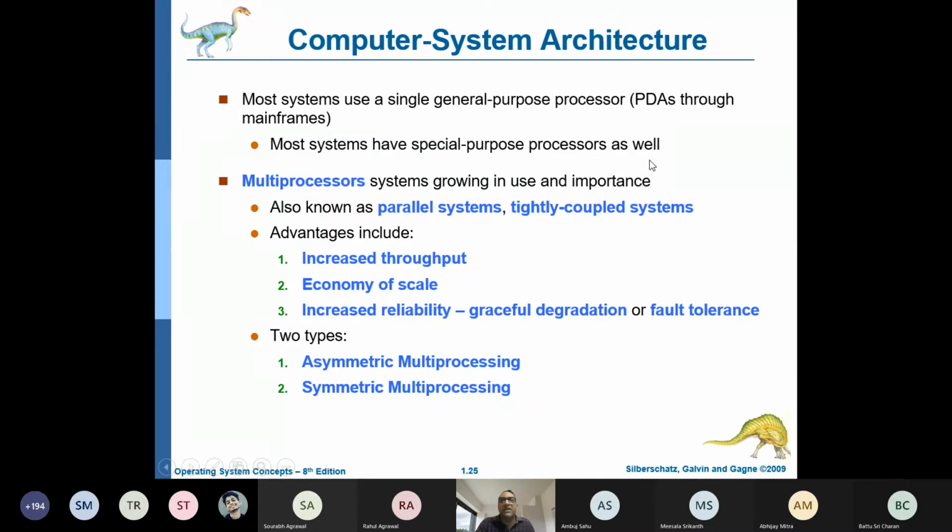For example, along with the general purpose processor, you can have a math processor, used to perform mathematical operations, for example, a floating point processor. It means that if you need to perform floating point operations, then that particular activity will be carried out by a floating point processor, which is specialized in that. So likewise, we have some special purpose processors as well.